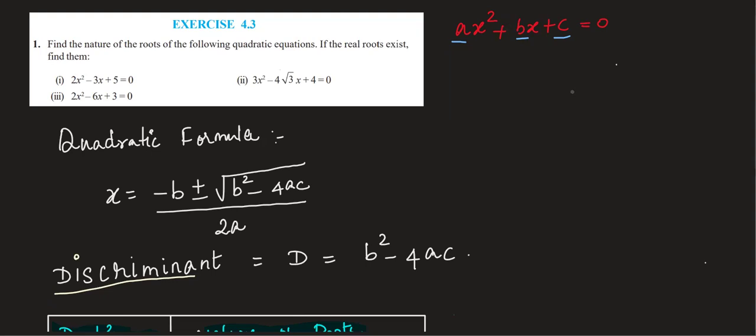So in today's class, we will see how to solve question 1 of exercise 4.3 from the NCERT book. Okay. So we are given three equations. What's the question? Find the nature of roots of the following quadratic equations. If the real roots exist, find them. So we'll have to solve this one using the quadratic formula.